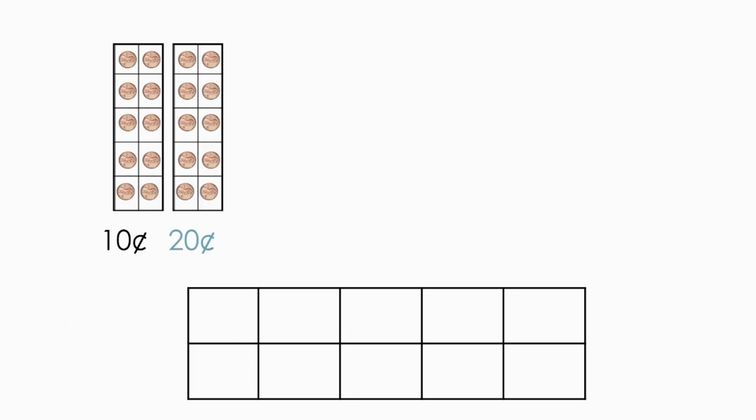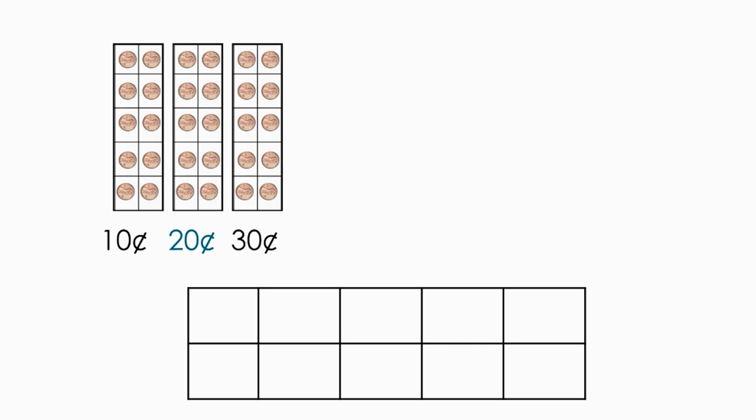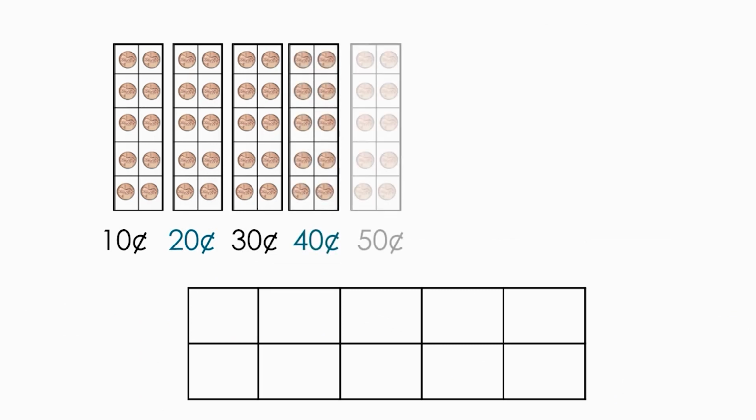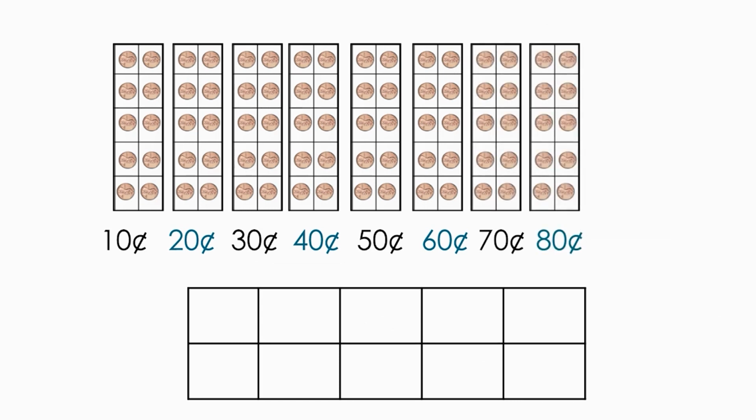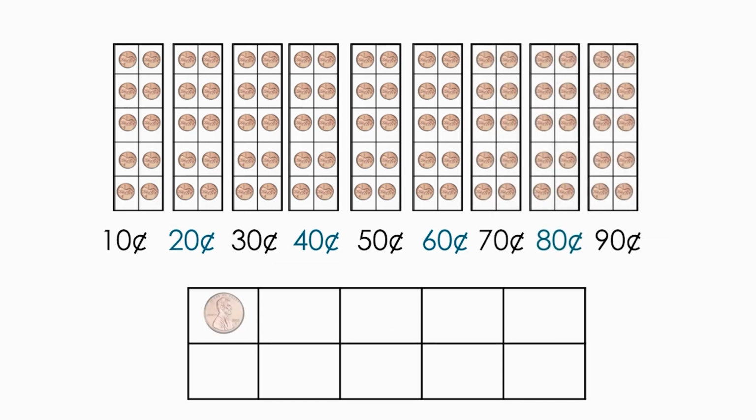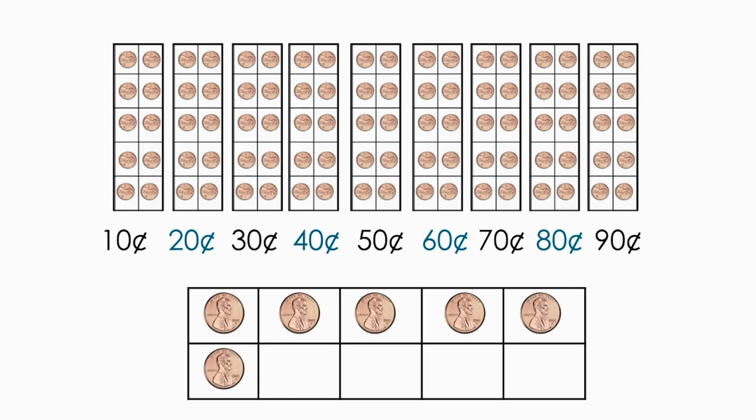10, 20 cents, 30 cents, 40 cents, 50 cents, 60 cents, 70 cents, 80 cents, 90 cents, 91 cents, 92 cents, 93 cents, 94 cents, 95 cents, 96 cents, 97 cents, 98 cents. We have 98 pennies. It is the same as 98 cents.